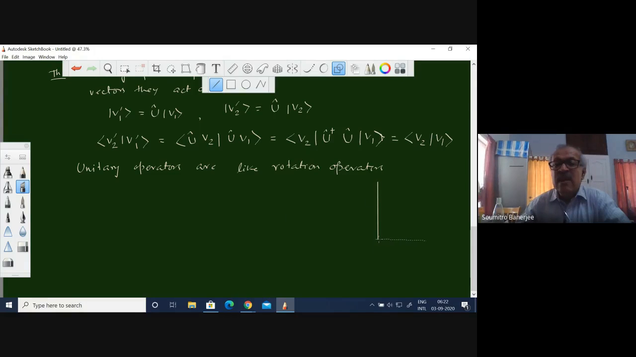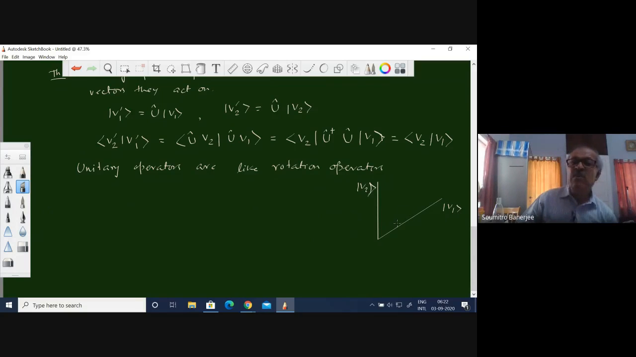This one and this one. Say not this, I'll just put arbitrary directions. Okay, so this one is your V. This is, say, V1, and this is, say, V2. Then the unitary operator essentially rotates both of them. Presently there is a projection.